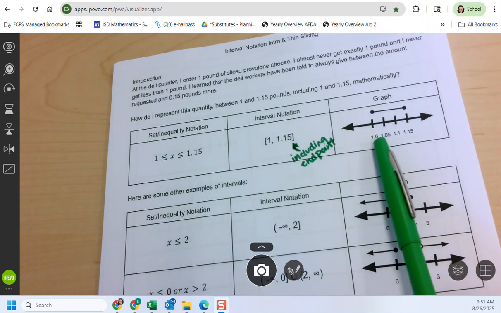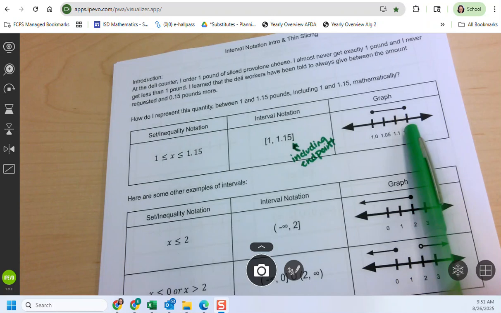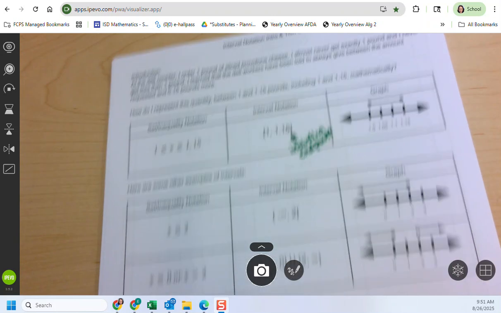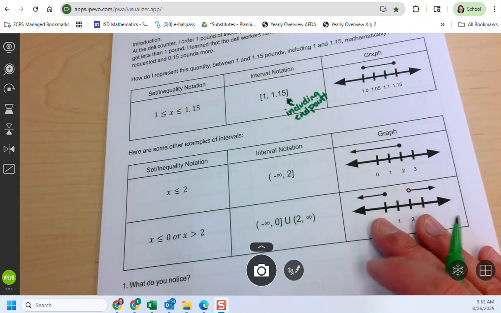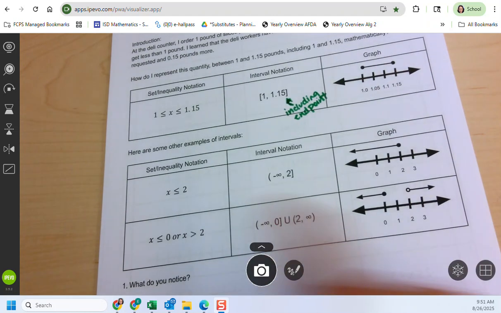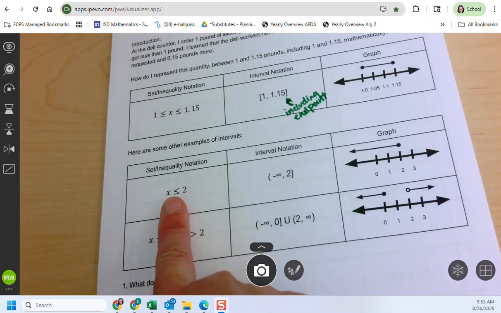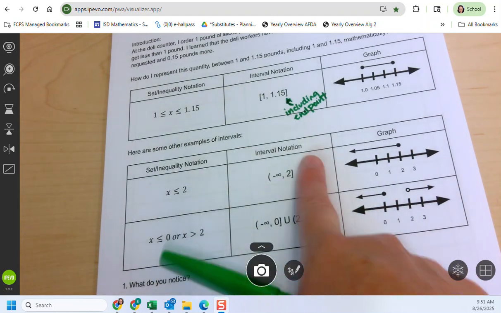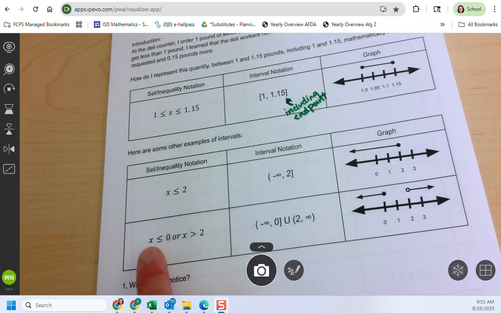And then we also represented this on a graph. So you see that graph there. And you did notice some things that were different between the different graphs. This one is X is less than or equal to 2. And this one has two choices. X could be less than or equal to 0 or greater than 2. And then you'll notice the interval notation and the graph.